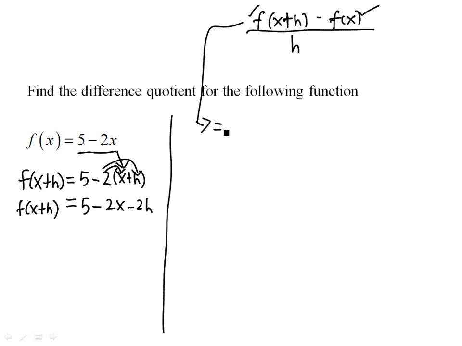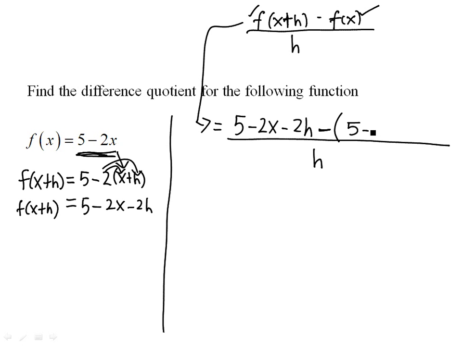Alright? So what is f of x plus h? It is what we just got, 5 minus 2x minus 2h. We're going to put our minus sign here. Now I always put a parenthesis after that minus sign. f of x is, again, 5 minus 2x. And then we're going to rewrite everything, but we're going to change the signs.